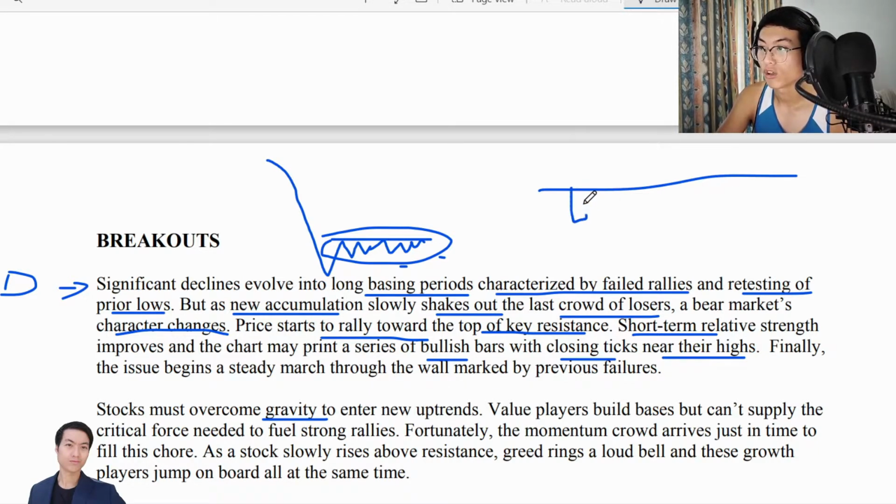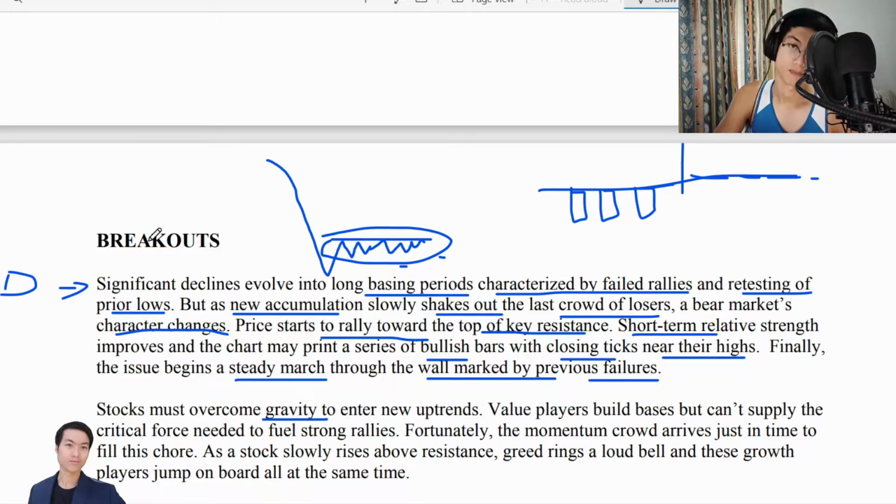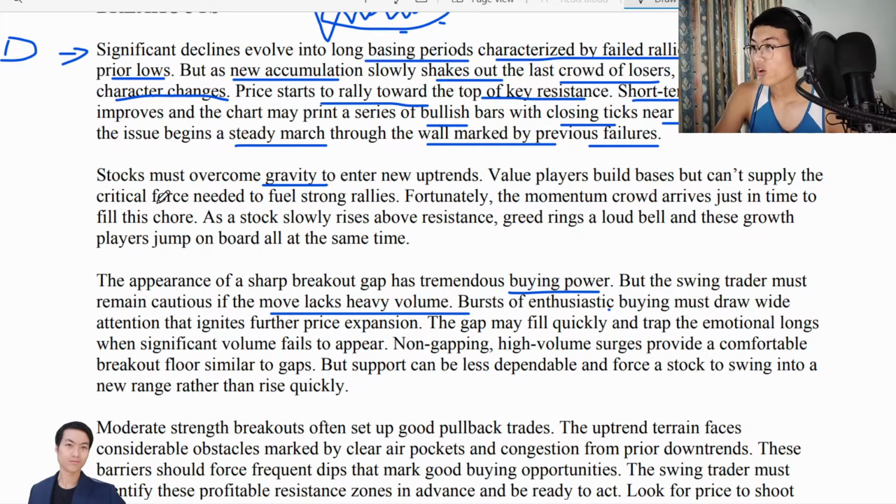We can see that there's a lot of bars, a lot of green bullish bars closing near the highs, signaling that there's a lot of strong pressure at the high over here. So finally, the issue begins a steady march through the walls marked by previous failures. So once it breaks out, that's what it's called, right? A breakout. The stock must overcome gravity to enter new uptrends.